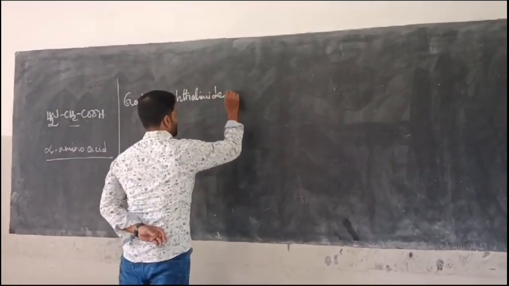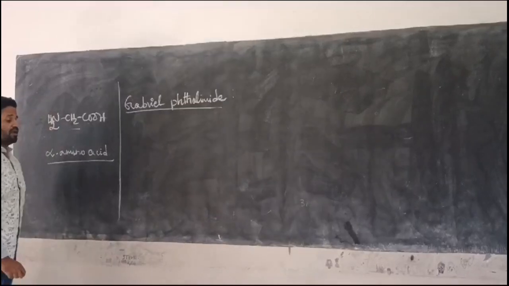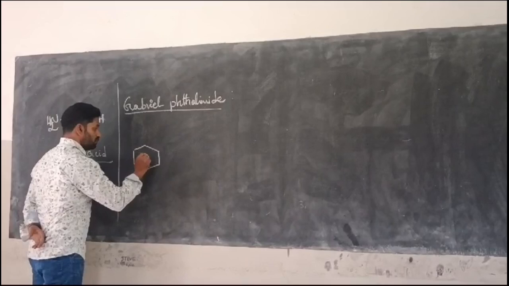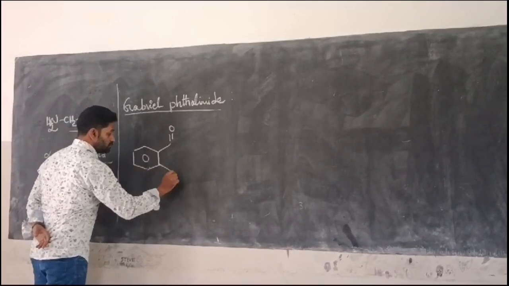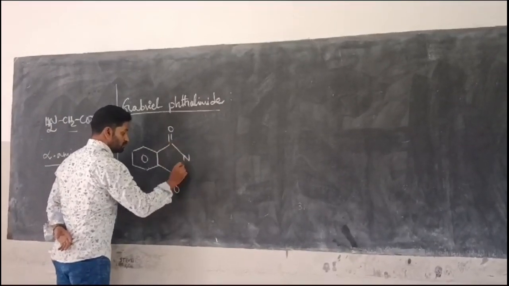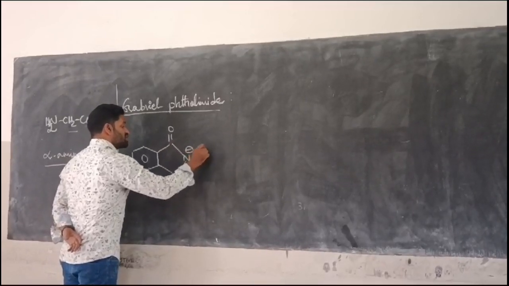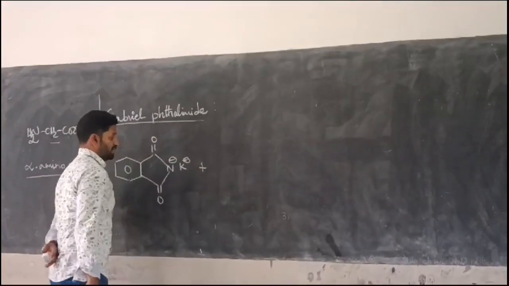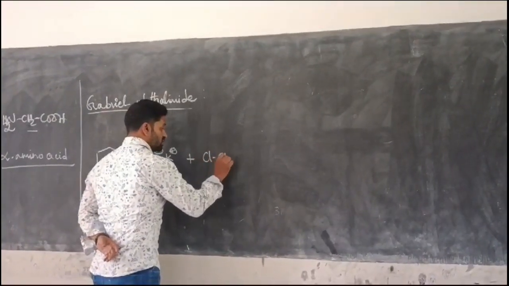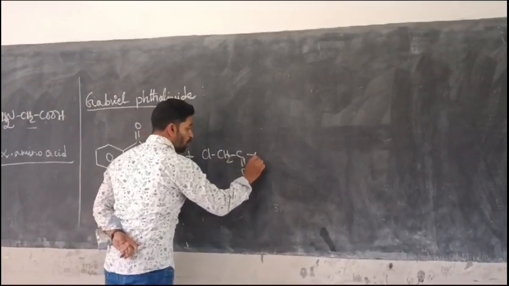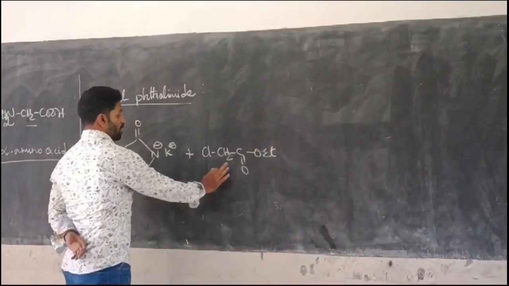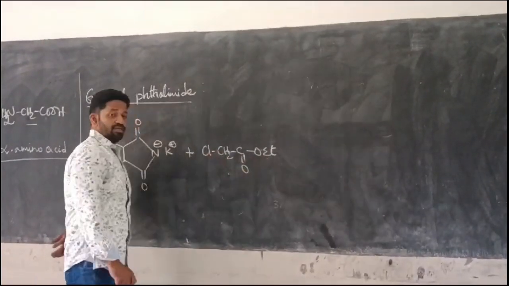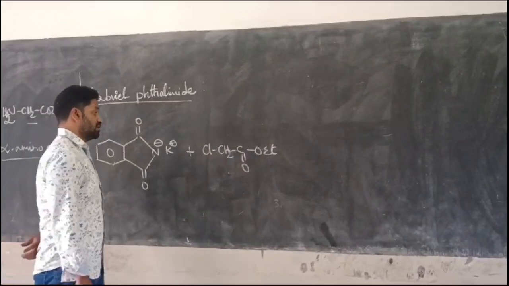Gabriel phthalimide synthesis of amino acids. It is synthesized from potassium phthalimide. Potassium phthalimide, on treatment with a chloro-substituted ester, say Cl, CH2, C double bond O, OEt, the name of this molecule is chloroethyl acetate, right?